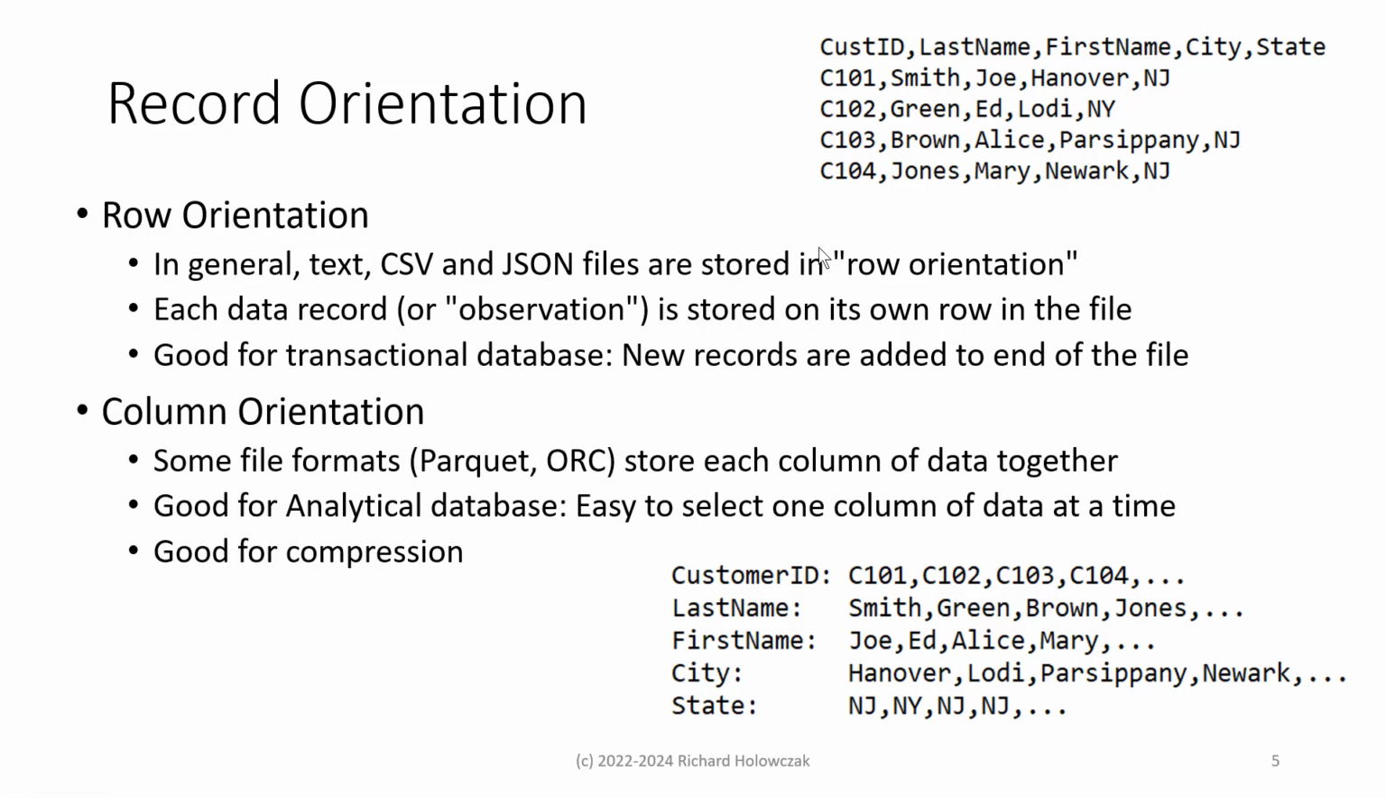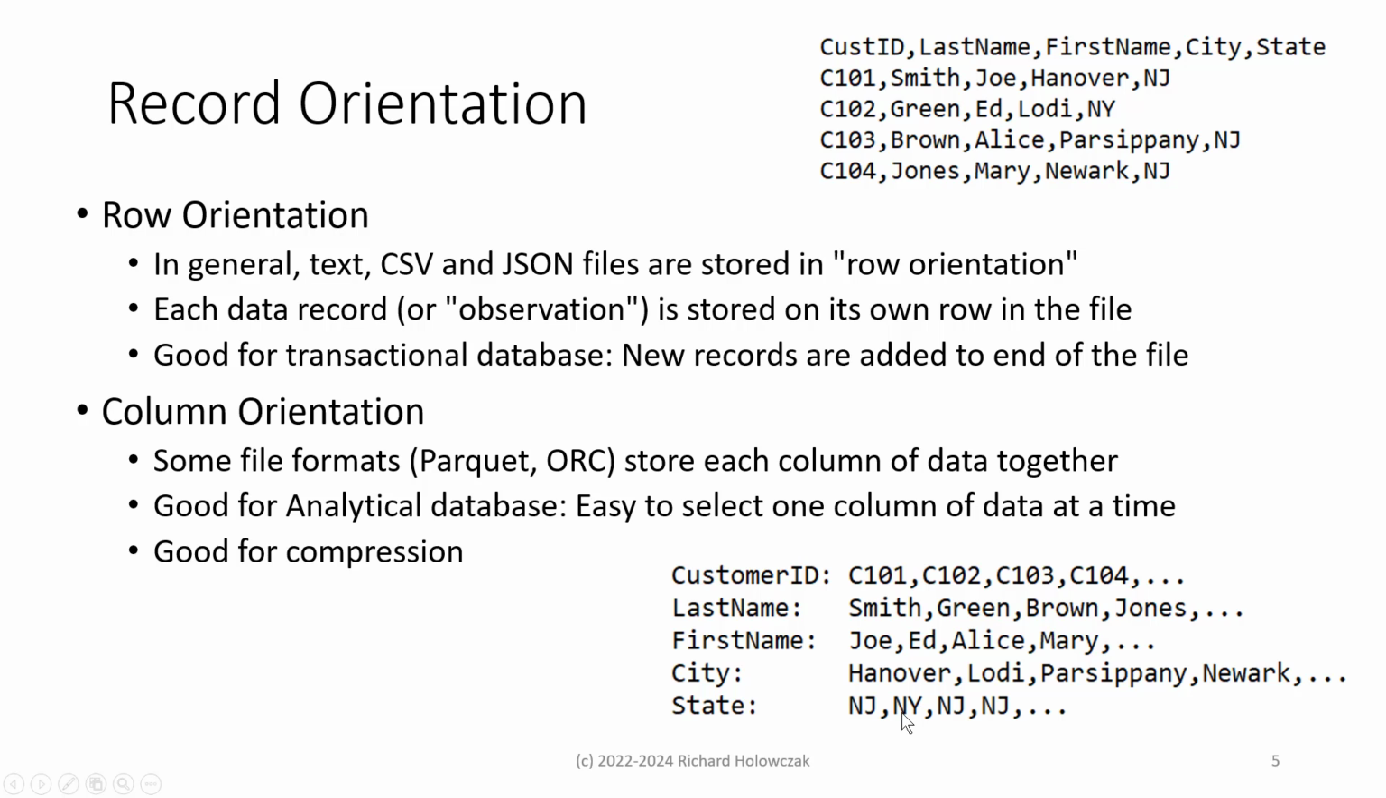By contrast, column orientation stores each column of data together. And here's an example. Here we've stored all the customer IDs together. Then we've stored all the last names, the first names, the cities, and the states. You see how each of these is clustered together. Now, the great thing about this is, if we want to analyze the data, again, like our hypothetical query, how many customers live in New Jersey, all we have to do is just grab this one area of the data file, and we can very easily count up the number of New Jerseys that show up here. We basically can ignore all of the other columns.